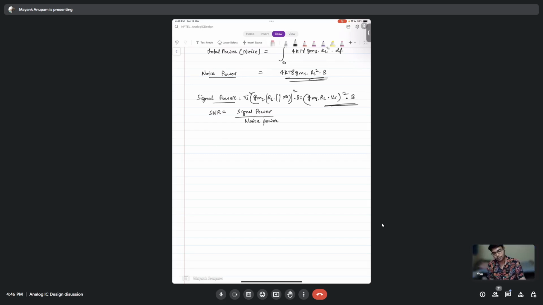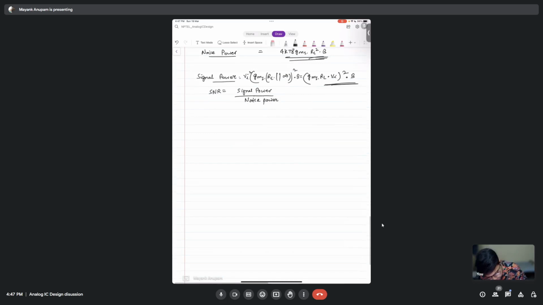Sir, I have a doubt. In the signal power, shouldn't it be GM1 times VI squared into RL? Because GM1 times VI is the current flowing through RL, and if there is current I flowing through RL, then its power should be I squared into RL, right?